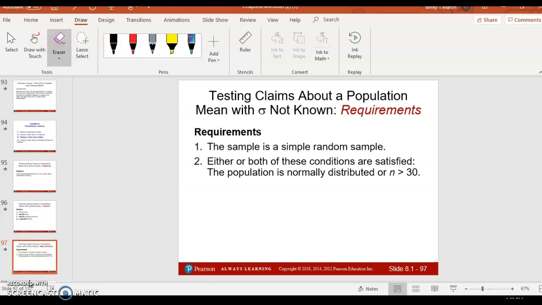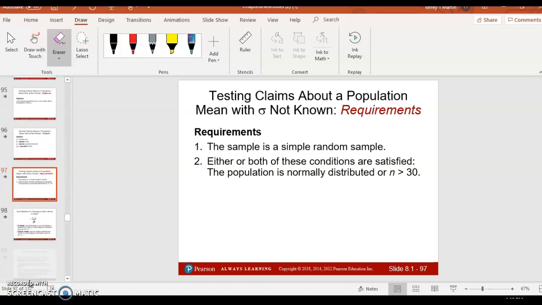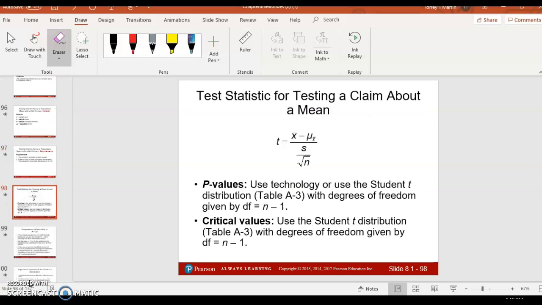Just like everything else we've been using, the requirements are a simple random sample, and for either or both conditions to be satisfied: the population is normally distributed, or n is greater than 30.